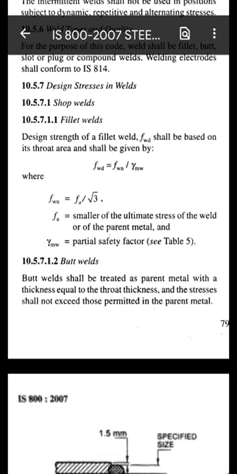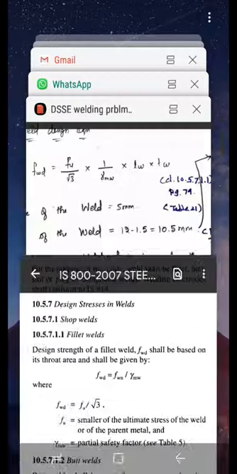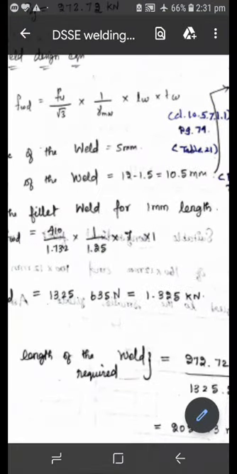79. See, FWD is given as FWN by gamma mw, where FWN is Fu by root 3. I will make it a single equation: FWD equal to Fu by root 3 into 1 by gamma mw into area of the weld. Area of the weld can be obtained by multiplying effective length and throat thickness. Here I am going to calculate the fillet weld strength for 1 mm length, therefore the length of the weld is 1 mm. Next one is throat thickness.